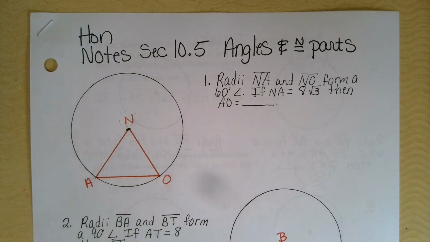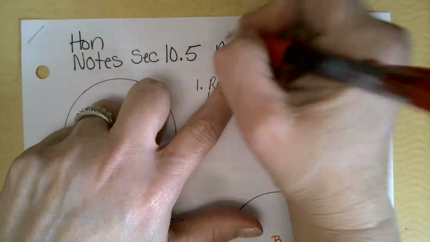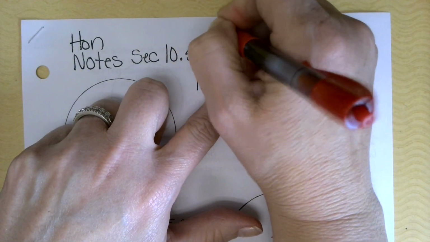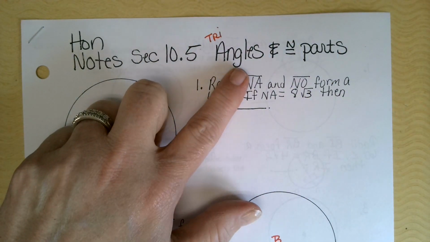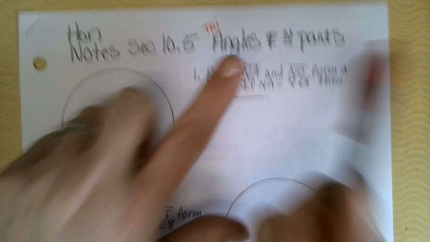Hey students, so this is the video notes for section 10.5. We're talking about angles, but we're more talking about triangles inside circles and then other congruent parts and theorems that just have some basic congruent parts.